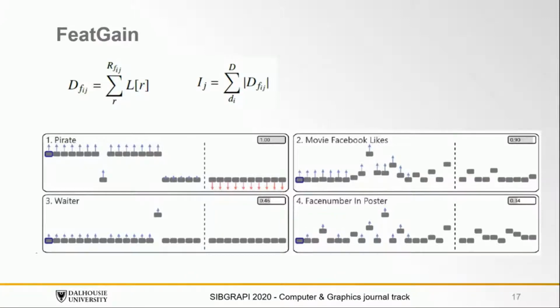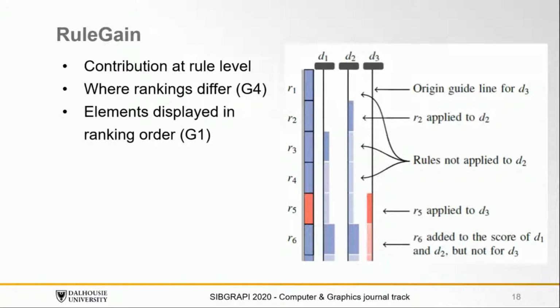This example shows how the same set of instances can be viewed through the perspective of four different features. The third visualization is rule gain, which gives a better view of rule contribution through a cumulative bar chart. This allows us to compare the elements and see what rules cause the ranking differences, and then see why one instance was ranked before or after another. The instances are displayed from left to right, following the ranking order, and the rule contributions are displayed below.